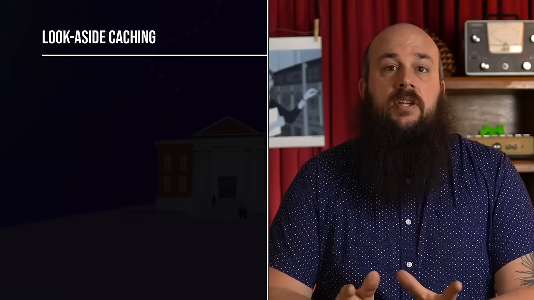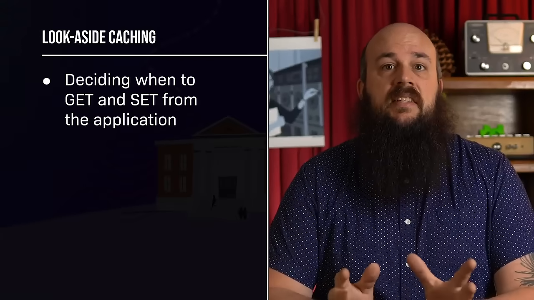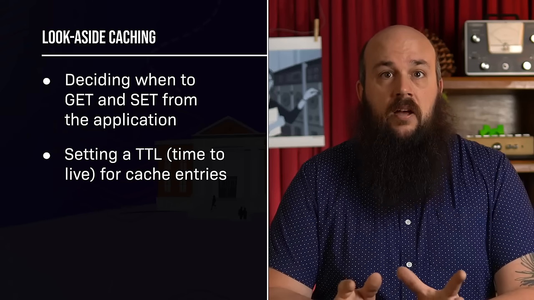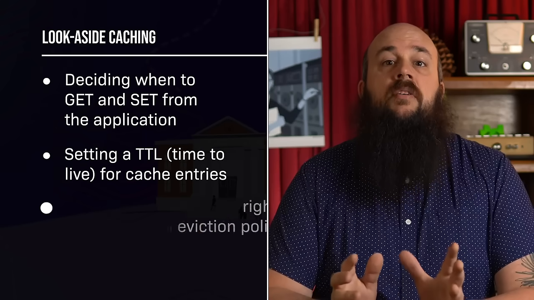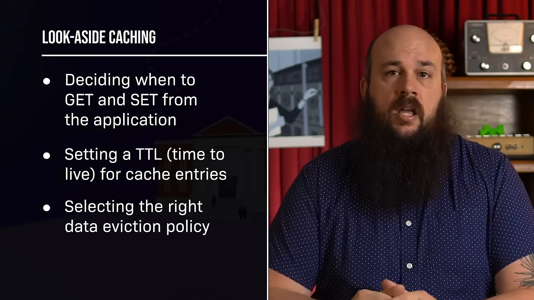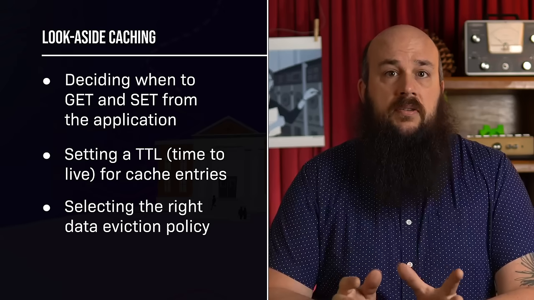To implement look-aside caching, we need to write the application logic that gets and sets data in the cache. We need to set a time to live, or TTL, for the cached data. And we need to make sure that our Redis database is using the right eviction policy. I'm going to show you how to do all 3 of these things, but first we need to decide which slow database query we're going to cache.